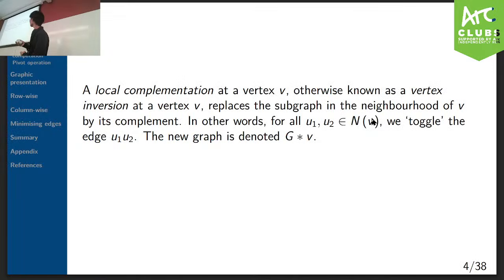So I'll get started. Local complementation happens at a vertex V, and the transformation that happens is you consider every pair of neighbors of V, and we toggle this edge, meaning that if this edge exists, we remove it, and if it doesn't exist, we add it. And we call this new graph G star V.